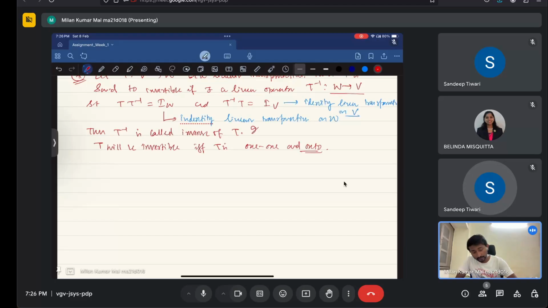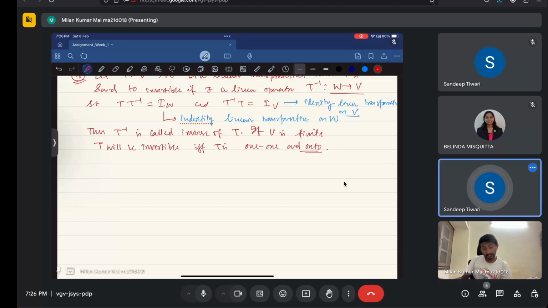If V is a vector space, but this is maybe not true for every vector space. Let V be finite dimensional. Let me just check once, because if V is not a finite dimensional vector space, in that case there may be some problem. I mean, one-one and onto will be a little problematic. Sir, this is the general condition for invertibility for any map.